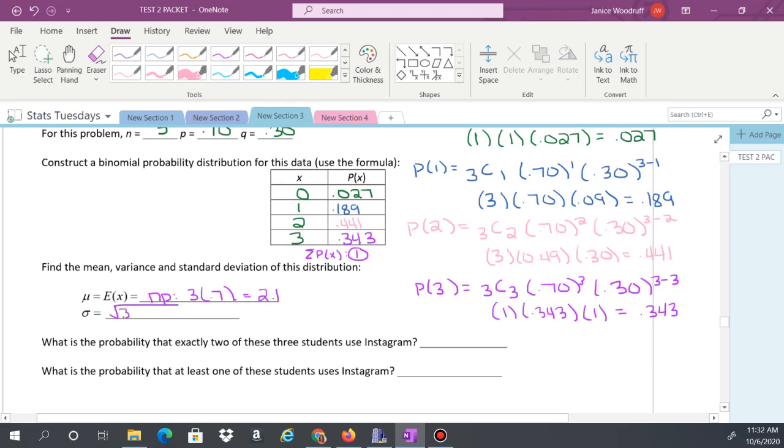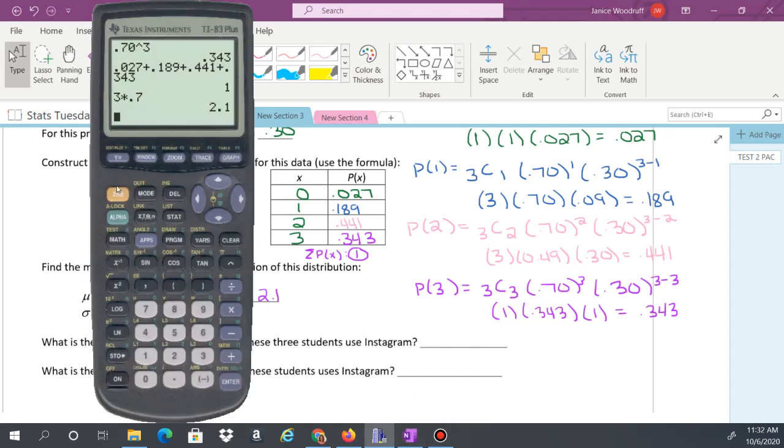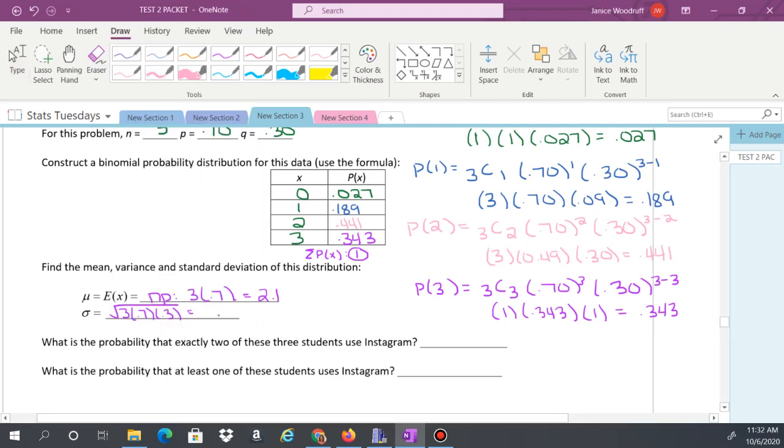So 3 times 0.7 times 0.3. So you can go ahead and just put that right there in square root. So 3 times 0.7 times 0.3. And just close that. So 0.794. With a standard deviation of 0.794.